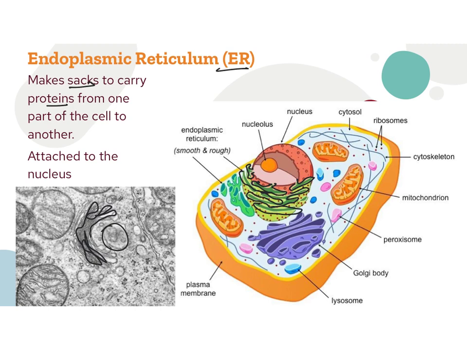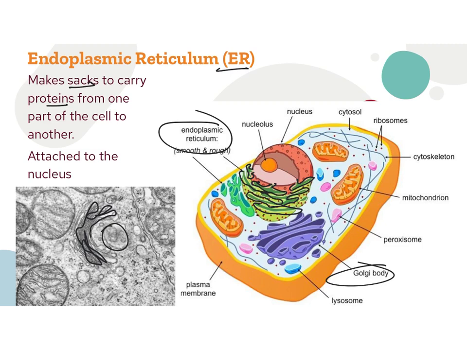Now, it's really important to remember that proteins are so important in your body. If you look at your body, you are made of a lot of proteins. Where those proteins are made and where they go is extremely important to the cell. So, the endoplasmic reticulum is attached to the nucleus. It's hanging off the nucleus. It looks a lot like the Golgi body. Here's the endoplasmic reticulum. Here's the Golgi body. And really, what does it do? It makes sacs to carry proteins around.